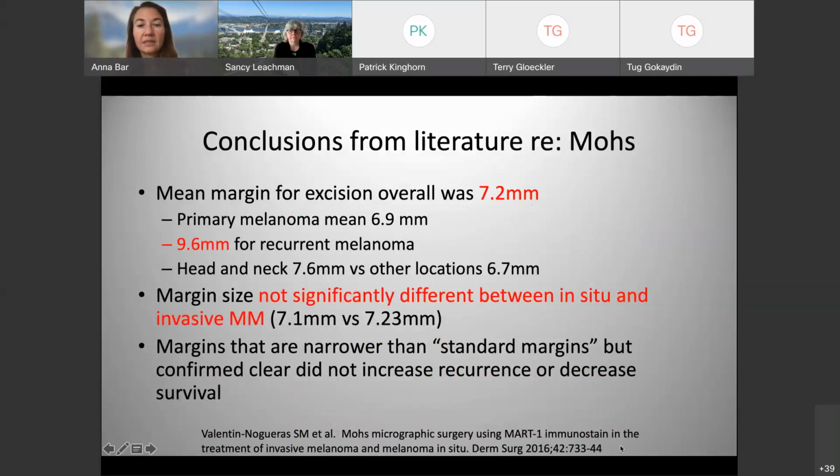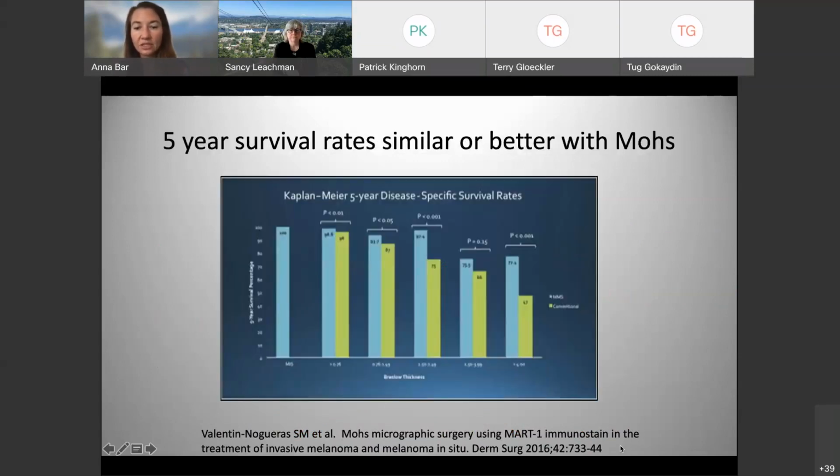When we looked at the different sizes and margins on the head and neck, the mean margin for excision was about 7.2 millimeters. And it didn't seem to be very significantly different between in situ and invasive melanoma, which was very interesting. And again, showing the 5-year survival rates with Mohs surgery are very, very good, equal or better than a wide excision.